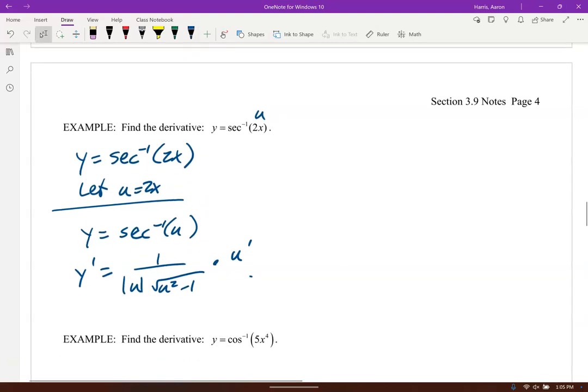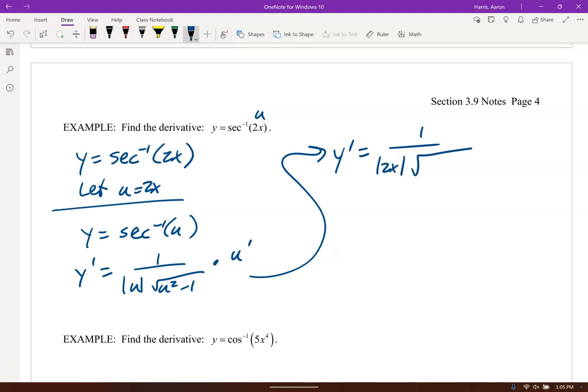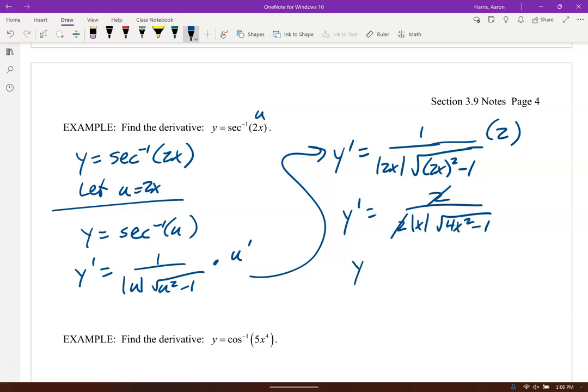So y prime would be 1 over the absolute value of u, square root of u squared minus 1, and then I take the derivative of u. That u prime's on top. So the derivative of 2x is just 2. So y prime equals 2 over the absolute value of 2x, which is the absolute value of 2 times the absolute value of x, and I'm going to take that out. The quantity 2x squared is 4x squared, minus 1. Notice the 2's cancel. So y prime just ends up being 1 over the absolute value of x times the square root of 4x squared minus 1.